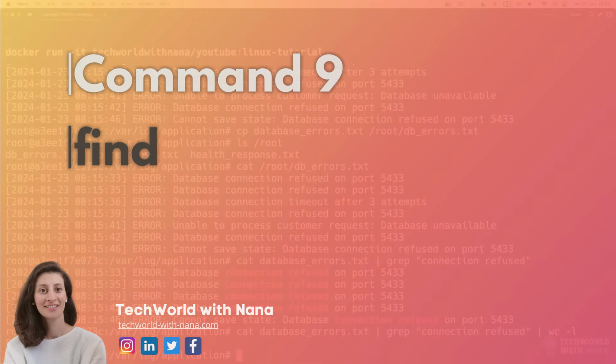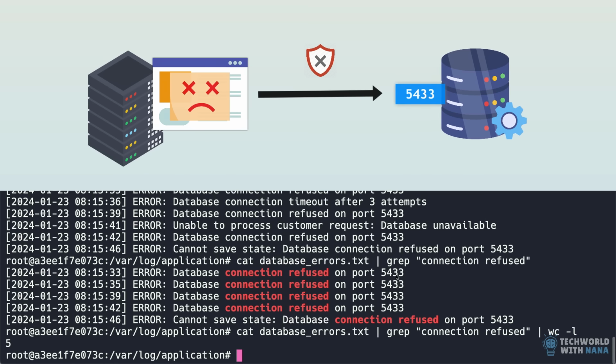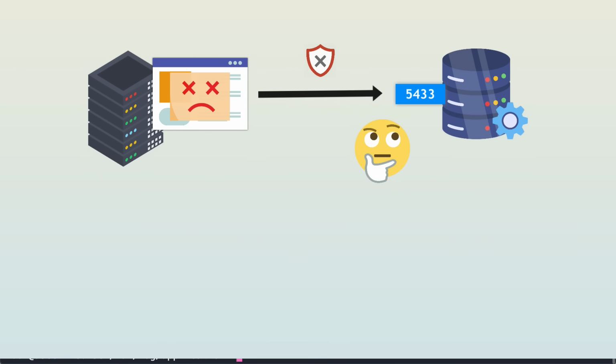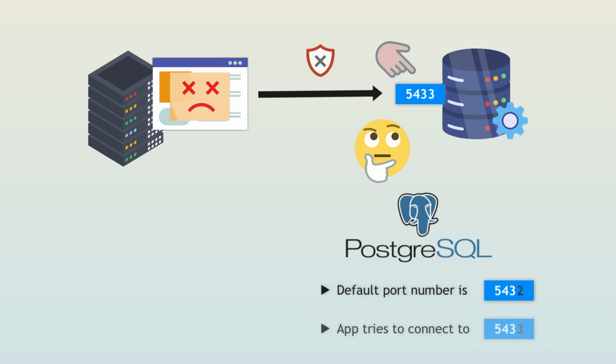Okay, so now we have diagnosed the problem. We know that the application is crashing because it cannot connect to the database on port 5433. Now, this port number looks a little bit suspicious because we know that the Postgres database port number is 5432. By default, Postgres will start on port 5432, but the application is trying to connect on this port instead. So there's something suspicious about it. So now we want to see where this port is actually configured for the database.